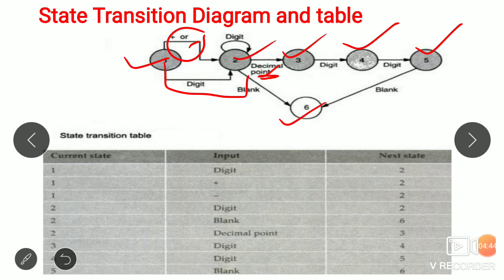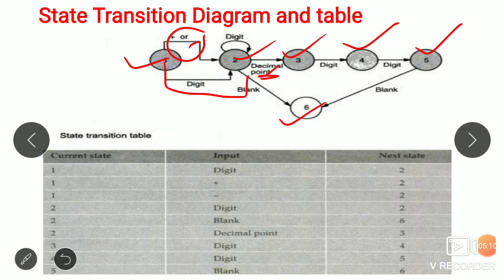If you are in the current state 2, if it is a digit, again we are in state 2 only, because here it is followed by any number of digits. And next, the third step is if you are including the decimal point, or if you are not including the decimal point, like this.